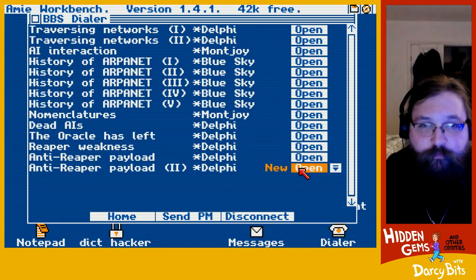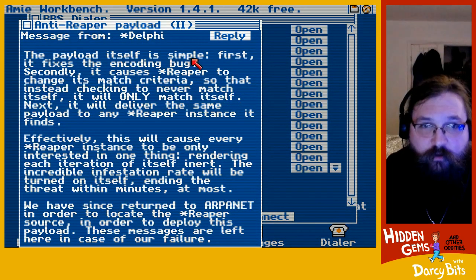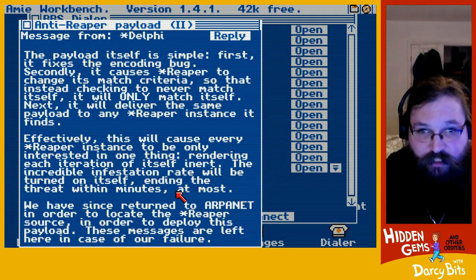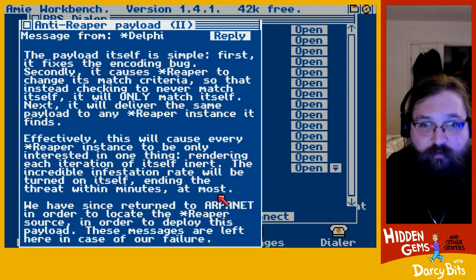Anti-Reaper payload 2. The payload itself is simple. First, it fixes the encoding bug. Secondly, it causes Reaper to change its match criteria so that instead of checking to never match itself, it will only match itself. Next, it will deliver the same payload to any Reaper instance it finds. Effectively, this will cause every Reaper instance to be only interested in one thing, rendering each iteration of itself inert. The incredible infestation rate will be turned on itself, ending the threat within minutes at most.